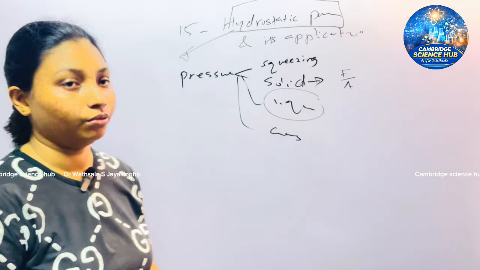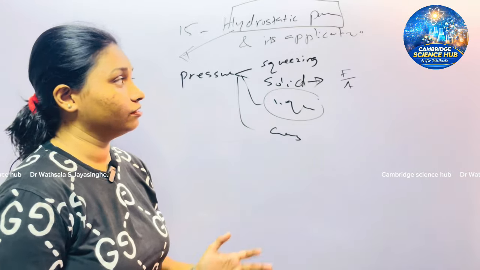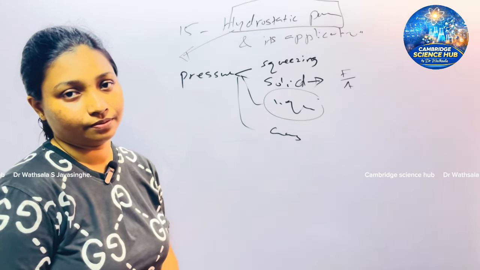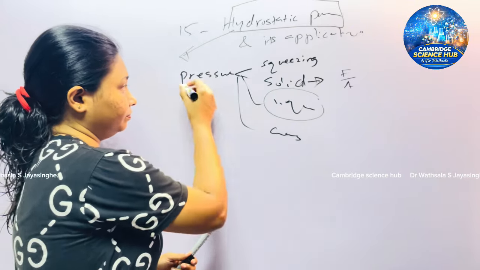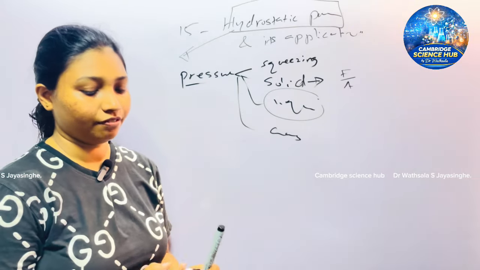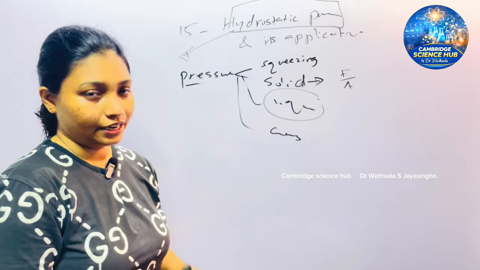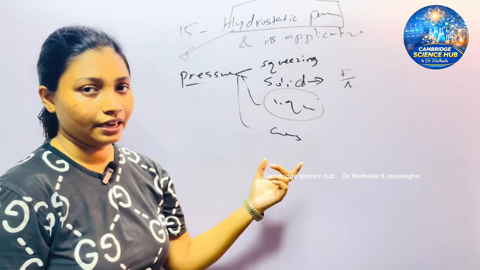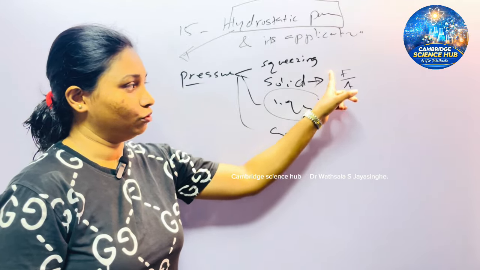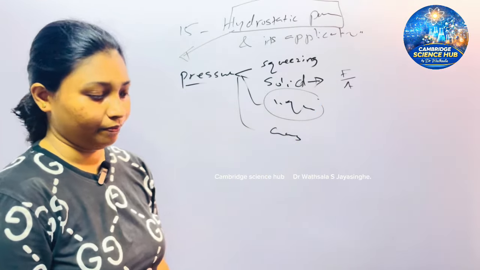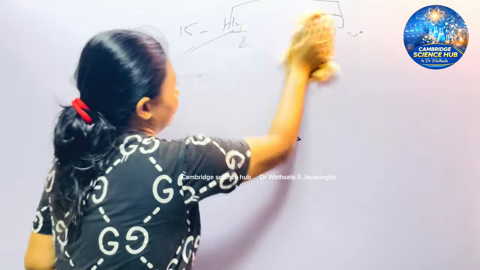So first of all, write down the main topic, chapter 15, grade 10, hydrostatic pressure and its applications. Then write down pressure. Pressure is the feeling of squeezing. It acts on solid, liquid and gases. And for the solid matters, the formula is F over A. Now let's see what is this F and what is this A and their units.